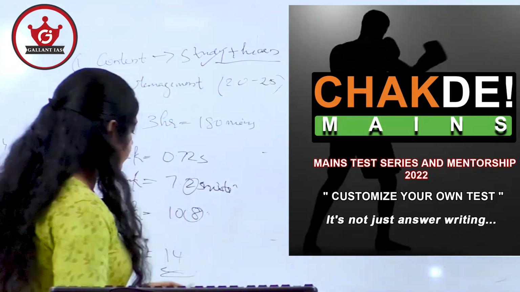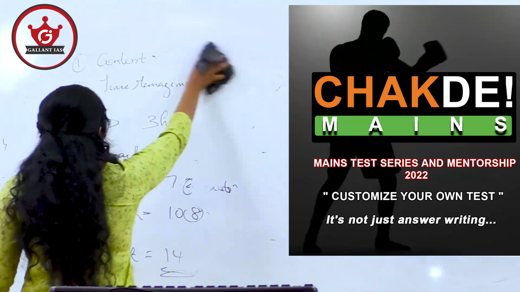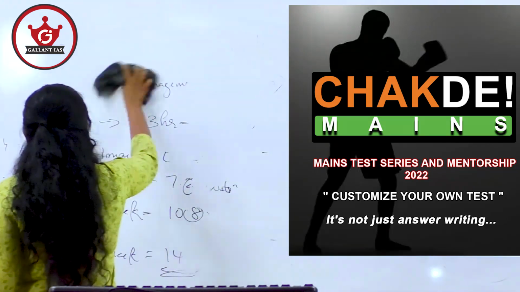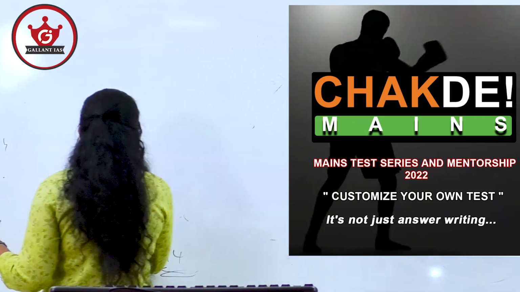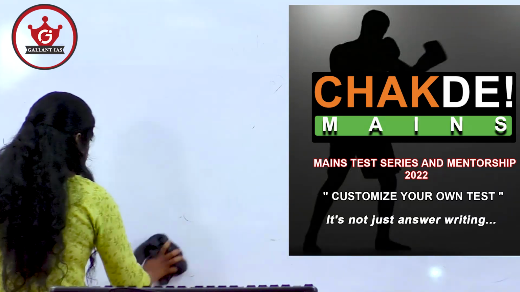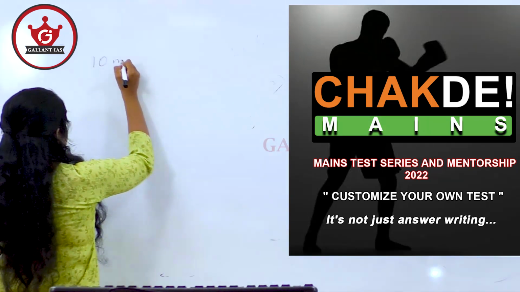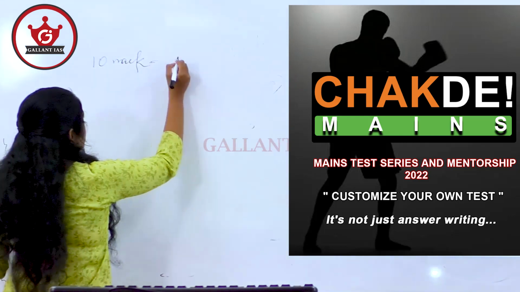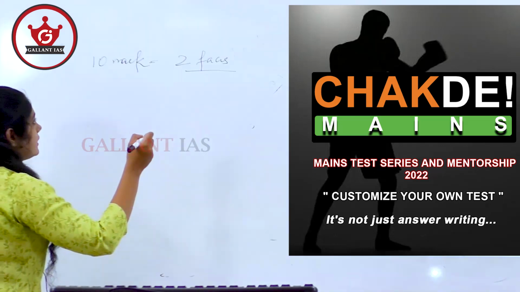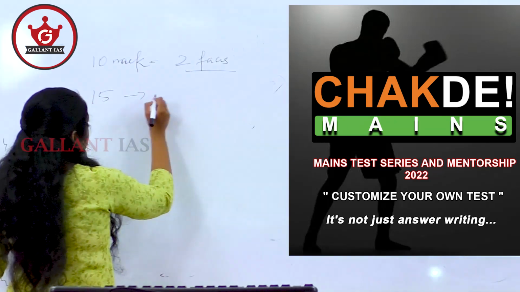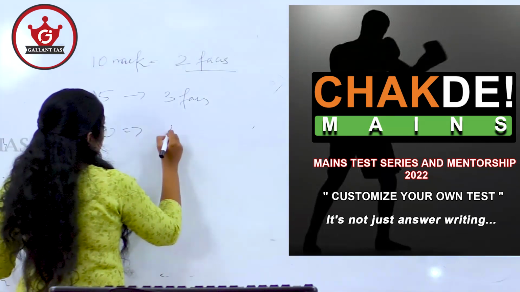So what is important here is, as I mentioned earlier, for a 10-mark question, you have to write 2 pages of a paper, okay, 2 pages you have to write, and for a 15 mark, you have to write 3 pages. If it is 20 marks, you have to write 4 pages.